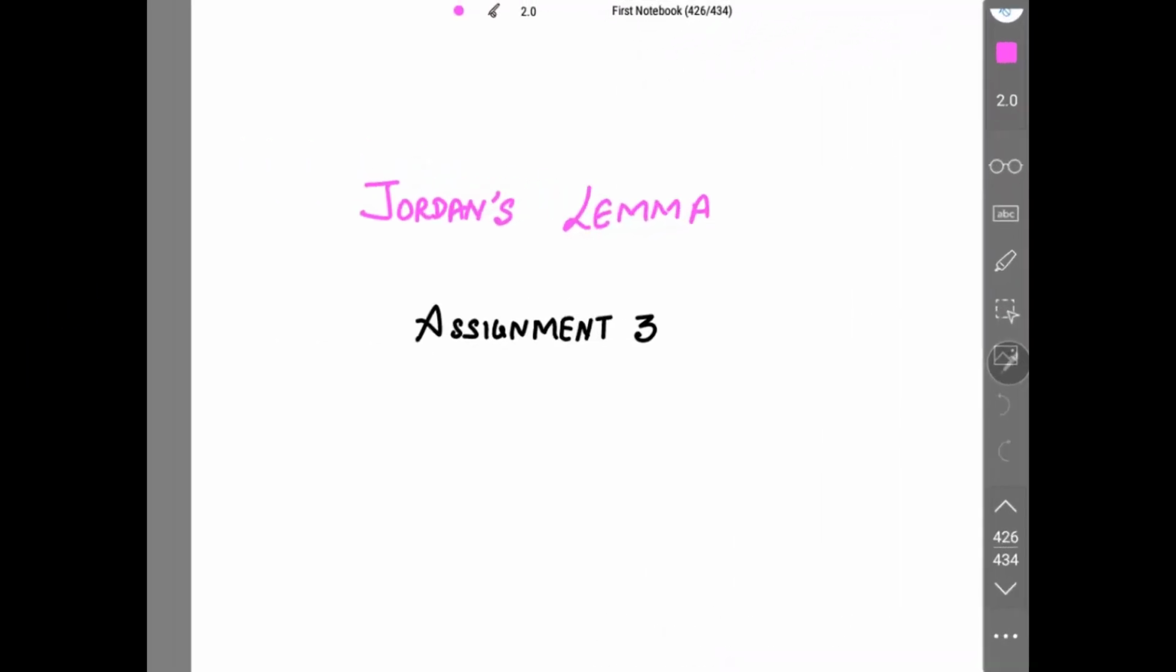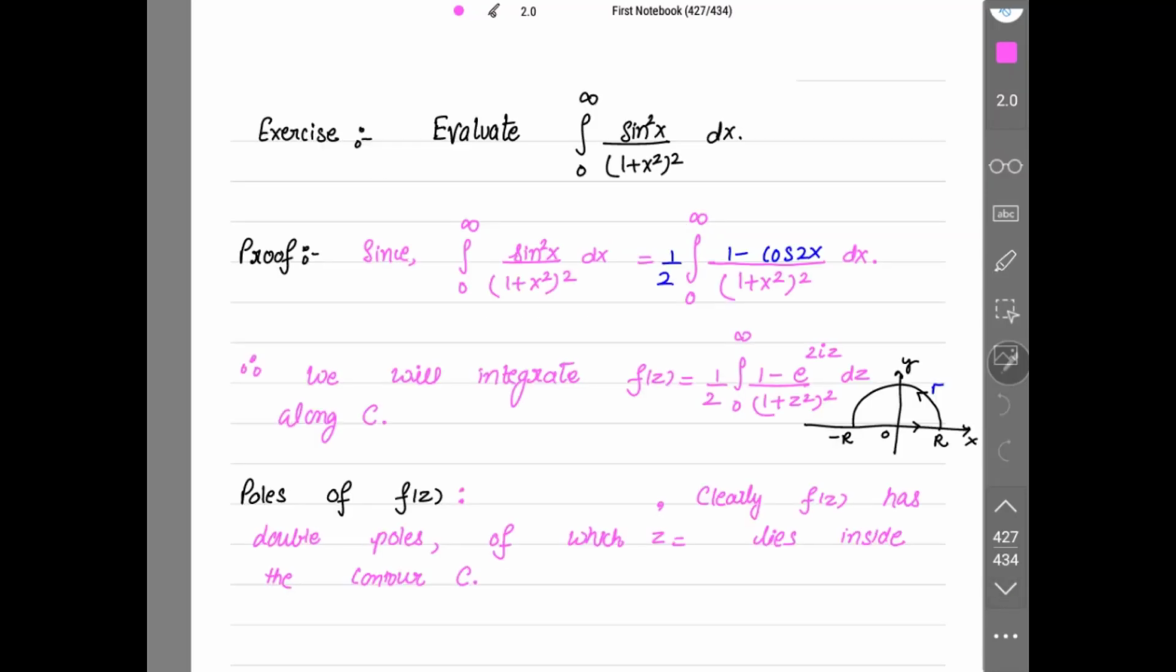Friends, good morning. Jordan's Lemma, assignment 3. The exercise is: evaluate the integral from 0 to infinity of sine square x over (1 plus x square) whole square dx.